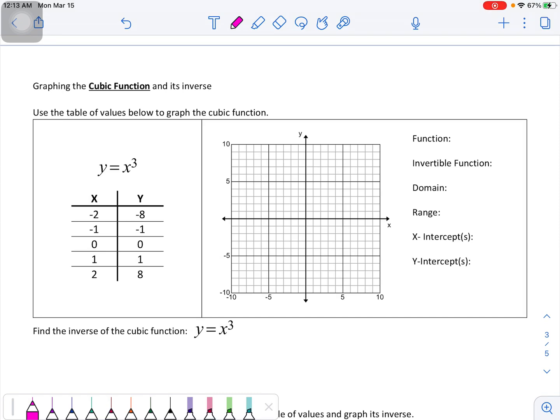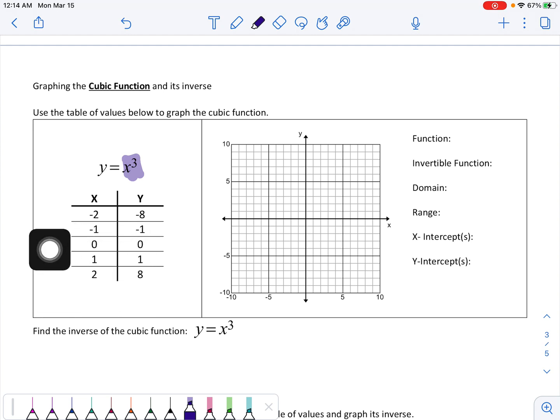So in this video, we're going to graph the cubic function and its inverse. We'll see if we need to do any kind of domain restrictions to make sure that the cubic function can be inverted. So we've got the x cubed function here, and we've got a set of ordered pairs that for every ordered pair for x, we cubed that value to create the y value.